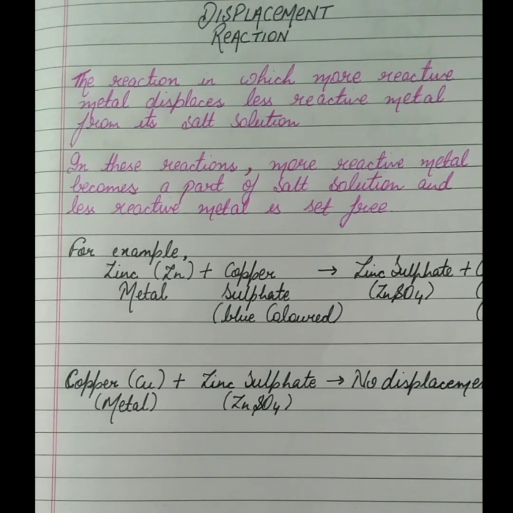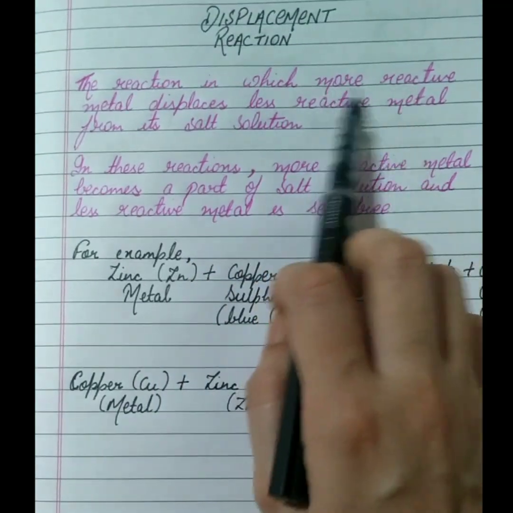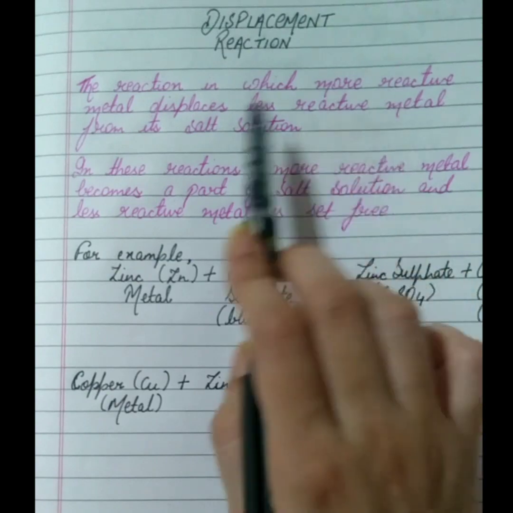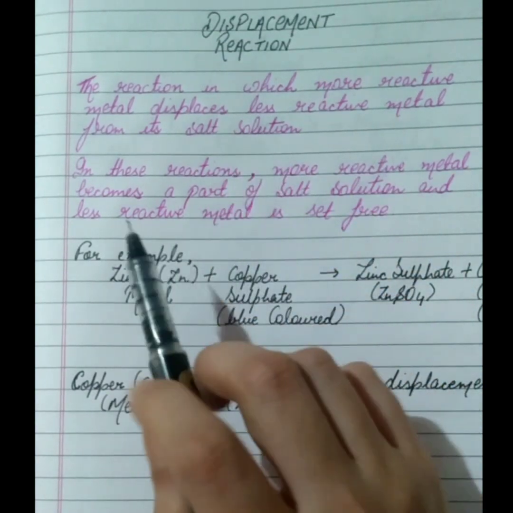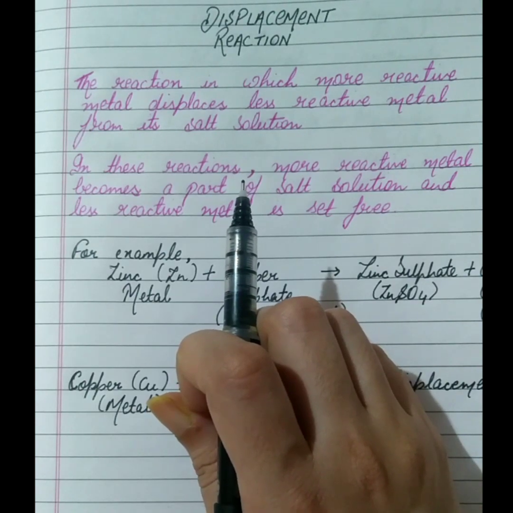Students, in this particular video, we will be talking about displacement reaction. So, what are displacement reactions? The reaction in which more reactive metal displaces less reactive metal from its salt solution. Such type of reactions are termed as displacement reaction.